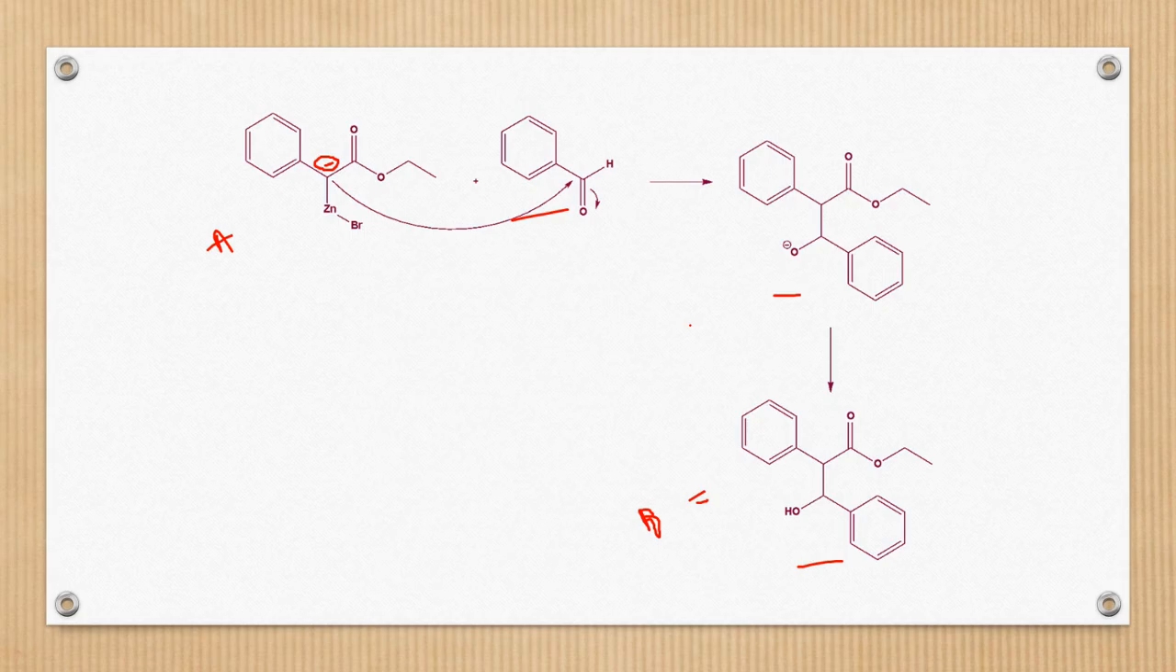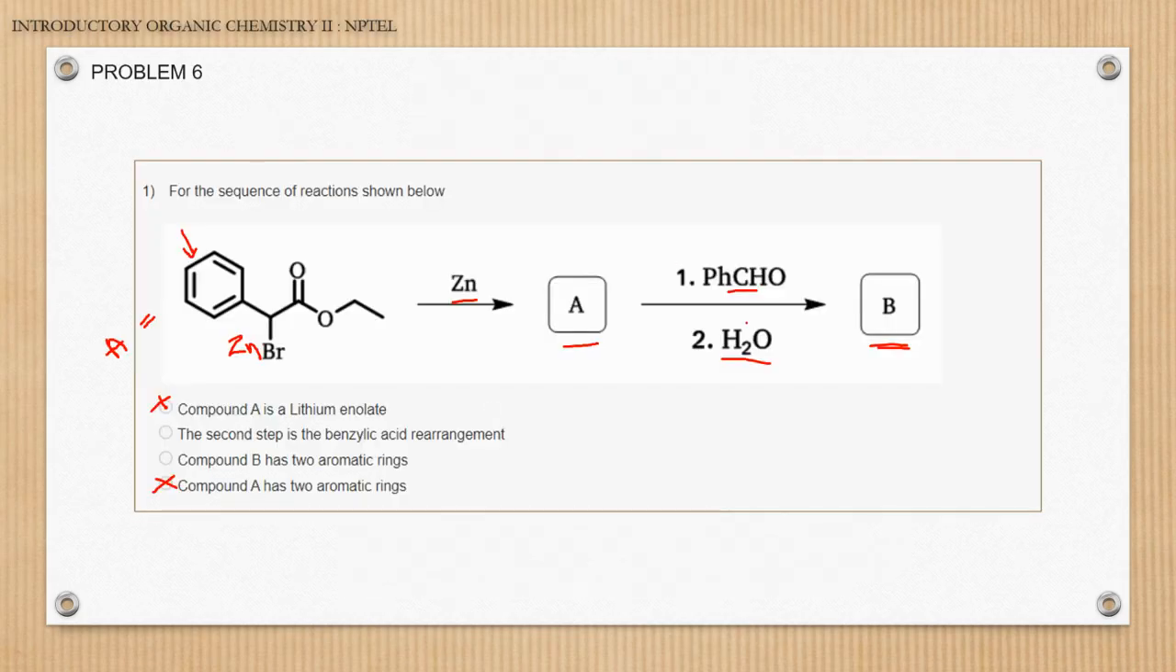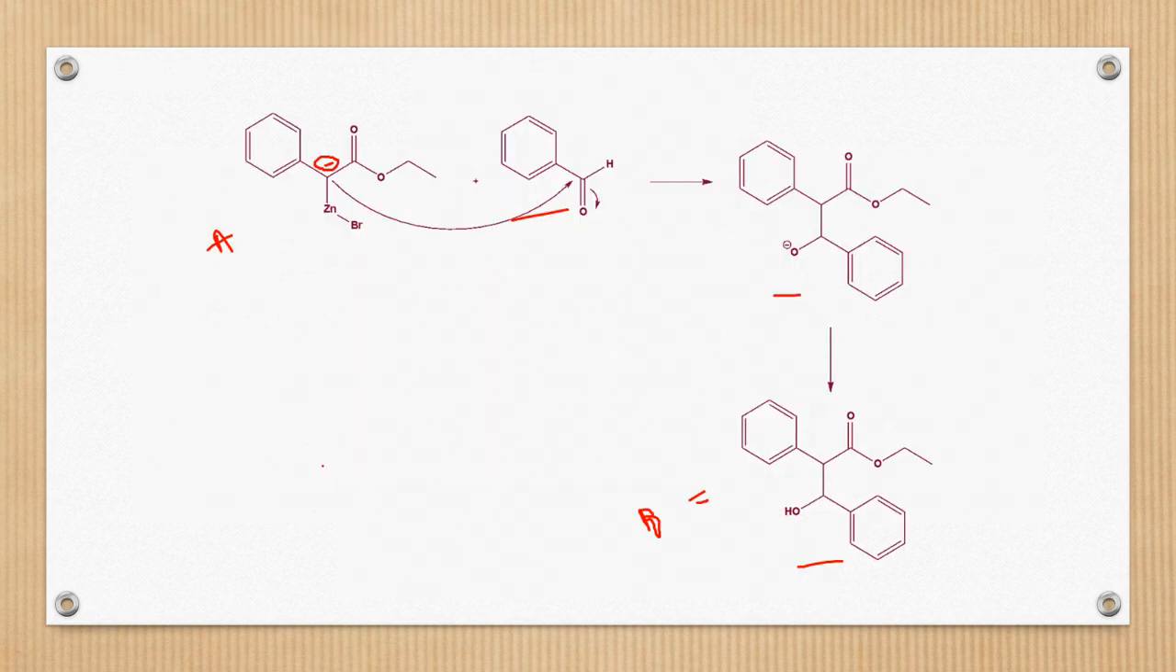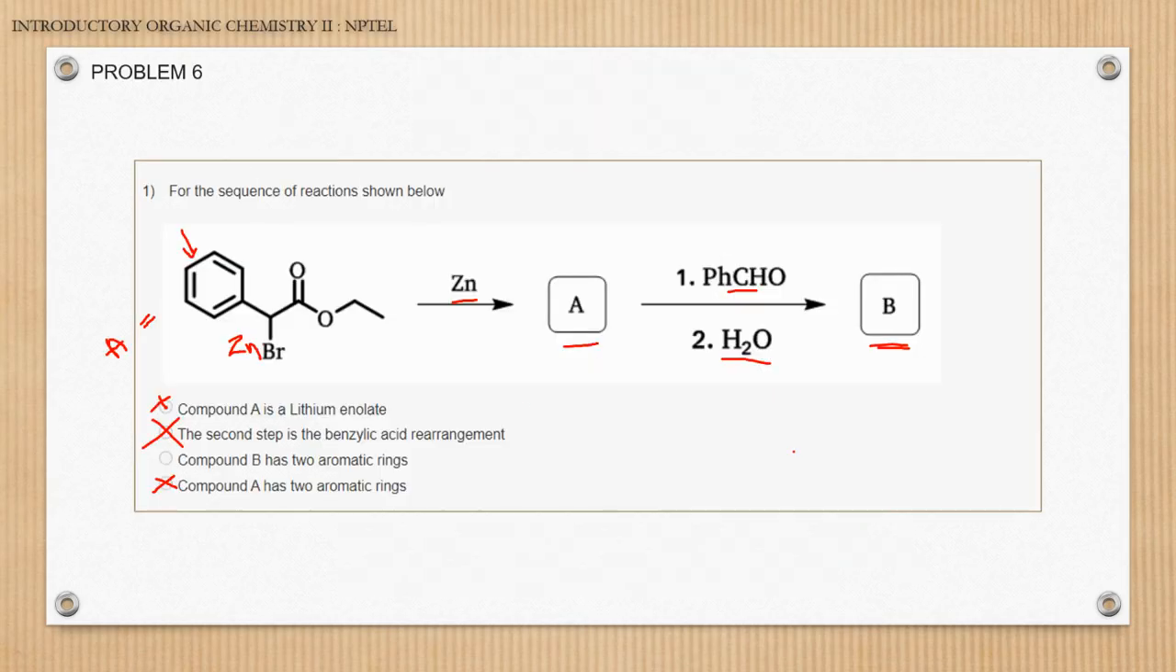So can anyone tell me, is it the benzilic acid rearrangement which is happening in the second step of this particular reaction? No, it is not going to happen. This is also the wrong answer. Now the third option is that compound B has two aromatic rings. Is it the right one or not? Compound B has two aromatic rings. Yes, one and two. So you have two aromatic rings in compound B. That means option C will be the correct one.